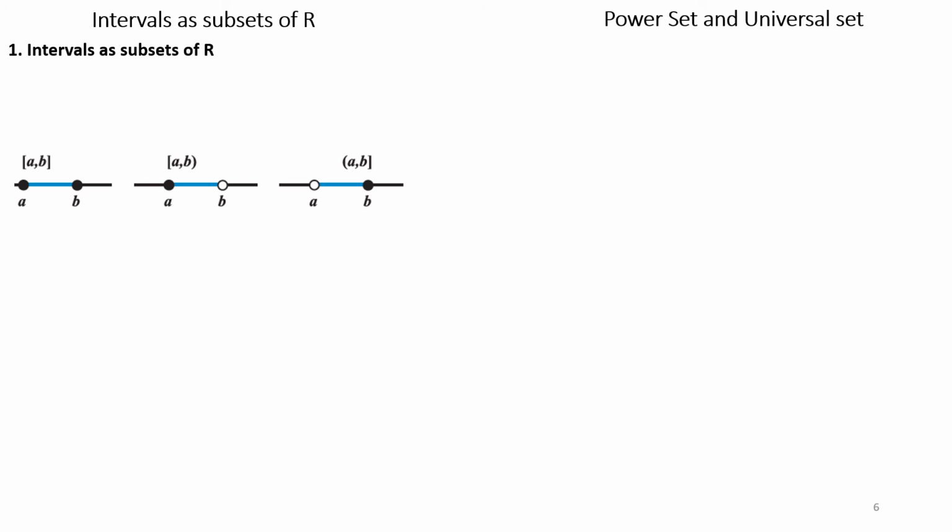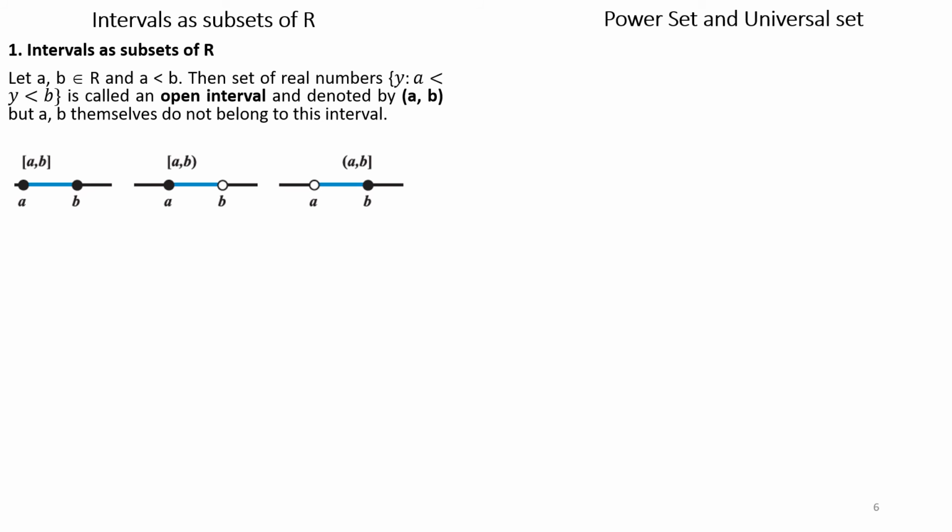Intervals as subsets of R, that is, real numbers. Let a, b be real numbers. Then the set of real numbers y such that a is less than y less than b is called an open interval, and this open interval is denoted within small brackets (a, b). Please note here (a, b) within small brackets is an open interval. But a and b themselves do not belong to this interval. So this is not including a and b.